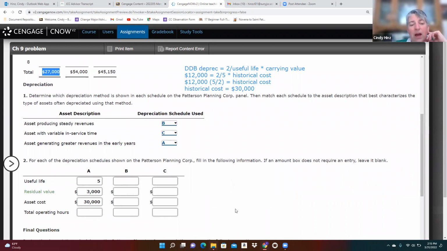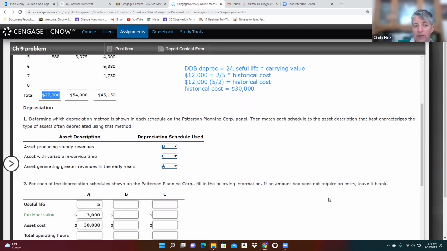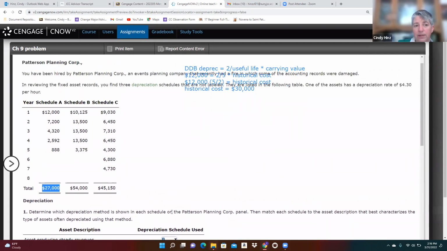For total operating hours, we don't use that calculation when we're using double declining balance. And so that's the first box that we cannot answer. We can't calculate total operating hours. We don't know if this was used every day or once every third month. So we can't answer that question with the information we have. So we're just going to leave that blank. Everybody okay with that column then, the one using double declining balance?